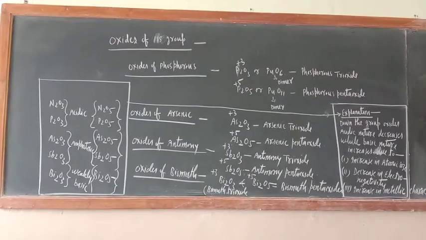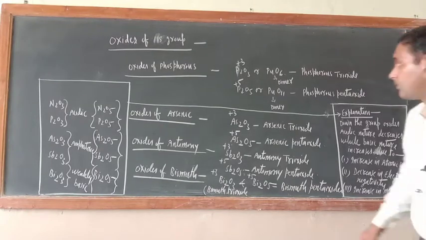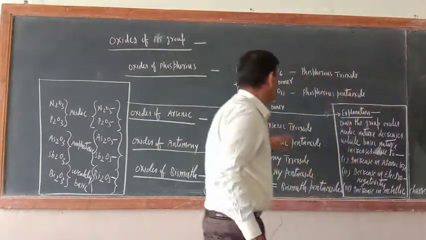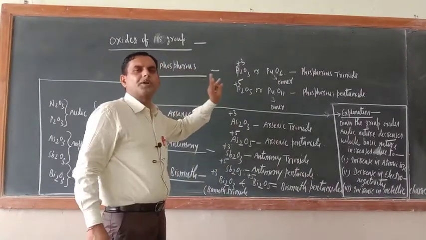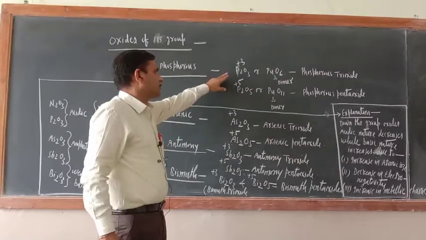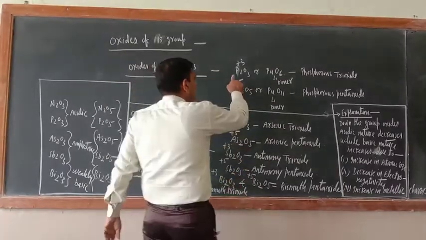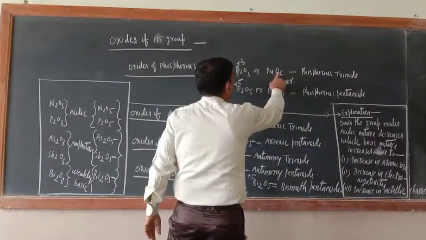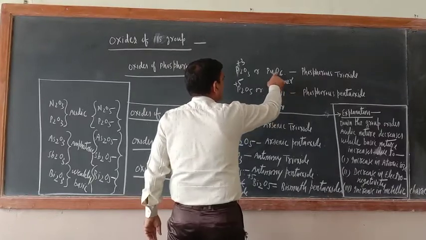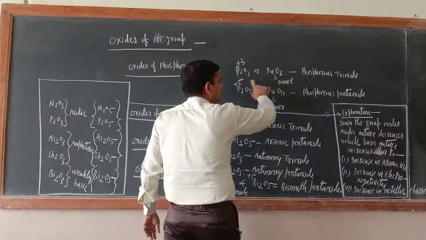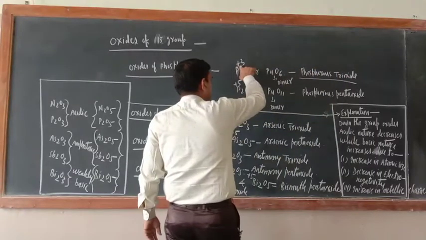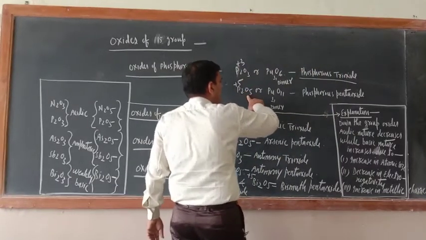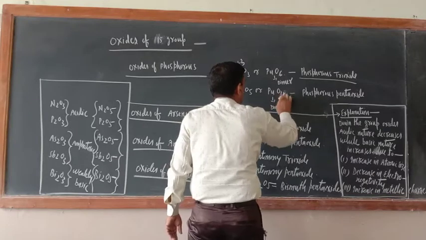So dear cadets, now oxides of phosphorus. Already I told you, except nitrogen, all will form only 2 types of oxides. Phosphorus's 2 oxides are P2O3 or P4O6. P4O6 is the dimer of P2O3. This is known as phosphorus trioxide. Oxidation state is +3. Then P2O5 or P4O10.